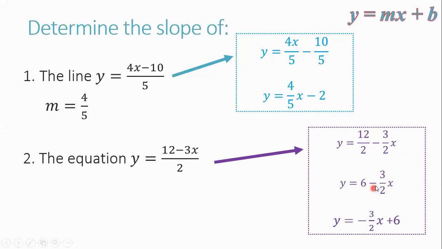So this sign in front of the 3 divided by 2x will go with it. And so we just basically shift it over, and our 6 here is positive. So I'm just going to put that behind our negative 3 divided by 2x. So now we have something that looks more like our formula here at the top. And so now we can identify our slope, which is negative 3 divided by 2. And so that's all to it.